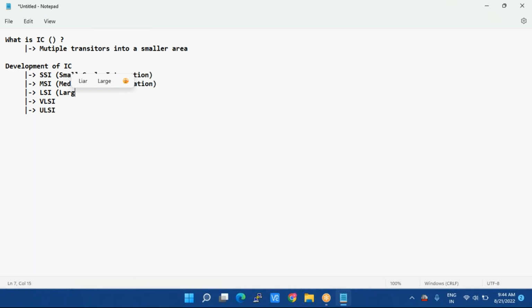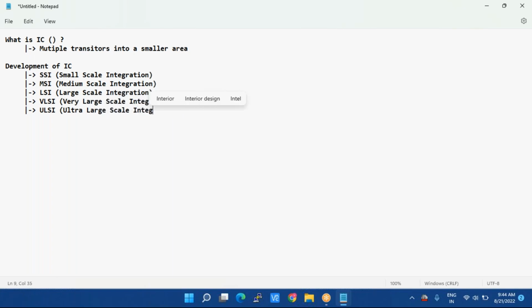Yeah. So next is large scale integration. Very large scale. So based on the technology nodes we are using, the terms SSI, MSI, LSI, what is the difference in these? Transistors that are integrated, correct. The number of transistors present at each level is changing.